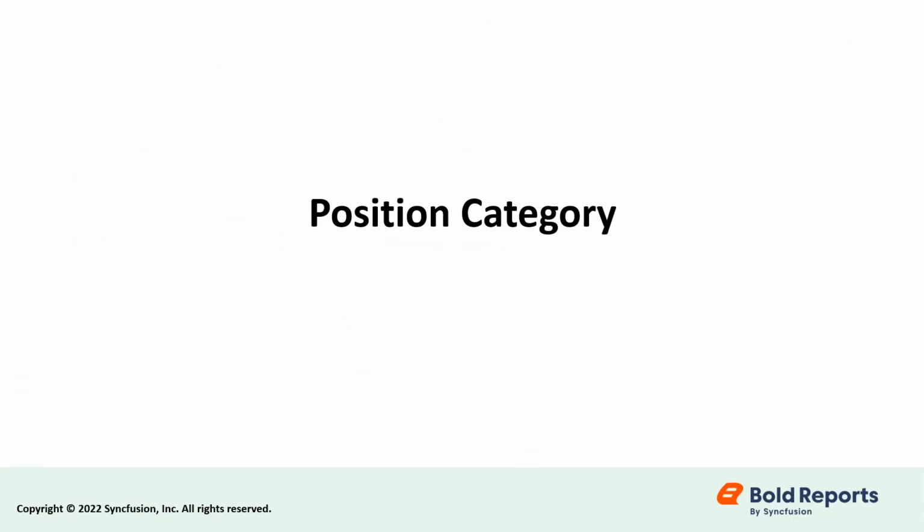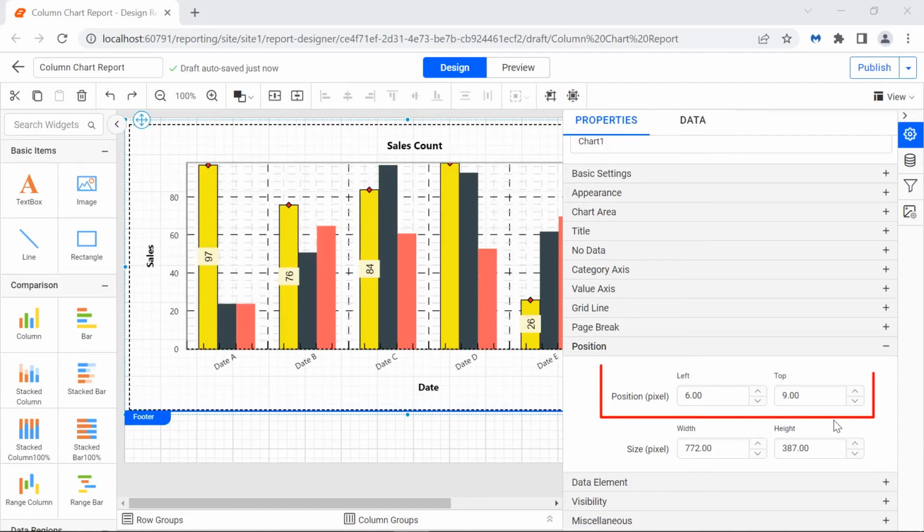Next, we'll see the properties under the position category. The position property is used to change the top and left values of the column chart report item to change its position. The size property is used to change the width and height values of the report item.